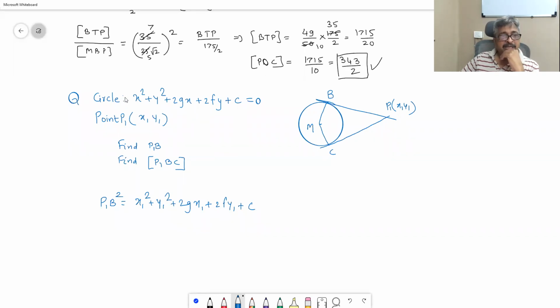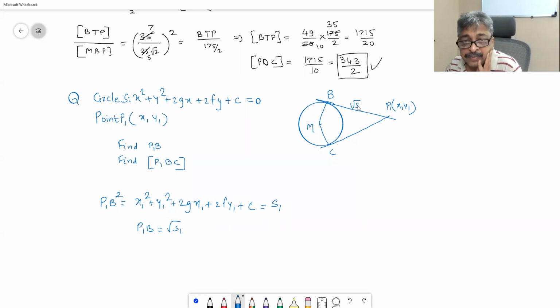So if we are calling this circle as S, then we call this as S1, because I am putting the point P1 in it. So normally this is called S1, and therefore the length P1B is root S1. Root S1 means whatever point is given to you, you put it in the equation of the circle directly. That is how you should remember it. So this is root S1.